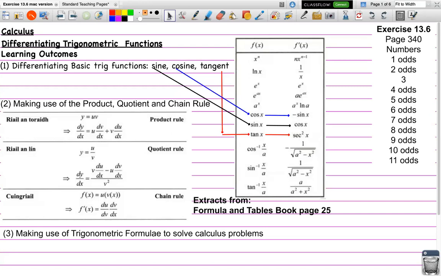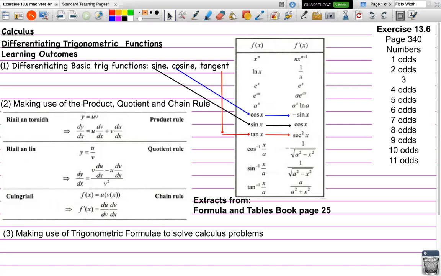This is a lesson on the introduction to differentiating trigonometric functions. The learning outcomes are, number one, differentiating basic trig functions. If you differentiate sine, follow the black arrow, the answer will be cos. If you differentiate cosine, follow the blue arrow, the answer is minus sine x. If you differentiate tangent, follow the red arrow. When you differentiate tan, you get sec squared x.